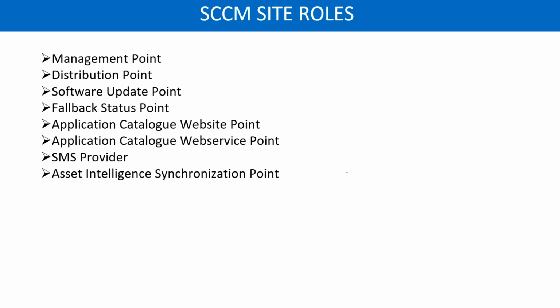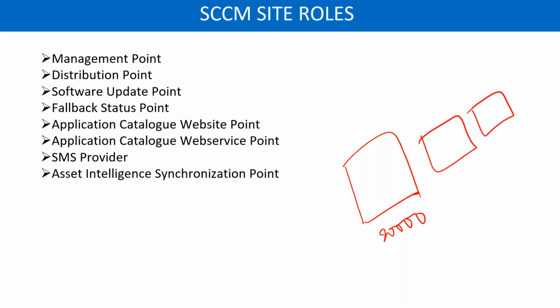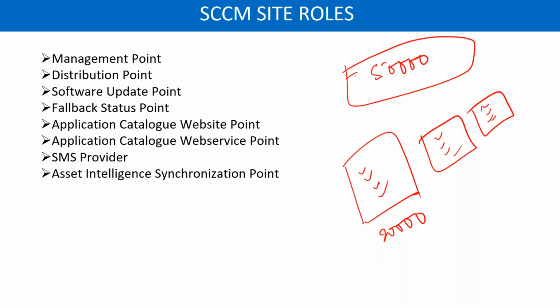Asset intelligence synchronization point is for categorization of software. Suppose you have 20,000 computers, and every computer will have some software. Let's say this one has Microsoft Office, Google Chrome and other software, and the others also have some software. In total, if you calculate, let's say there are 50,000 software present across all our 20,000 computers. In order to categorize this software, we need the asset intelligence synchronization point. Let me show you how the categorization happens.